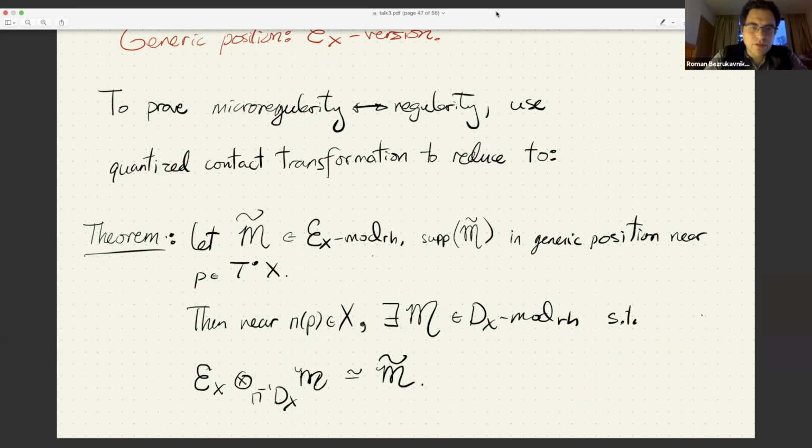Wait, but you say that you reduce to this generic position by contact transformation, but do you mean to say that these contact transformations behave well with regularity? I mean, not micro-regularity, but regularity.